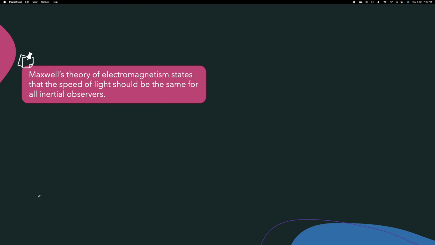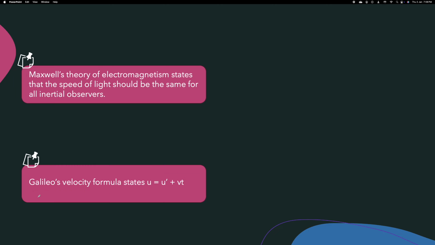And when I say this is not possible, that brings us a doubt: is Maxwell's theory wrong? What does Maxwell's theory of electromagnetism state? It states that the speed of light should be the same for all inertial observers, right? Whereas Galileo's formula just now states that u is equal to u prime plus v, which has given the speed to be more than the speed of light. And if I assume that this is true, then I'm saying the Galilean formula is wrong.